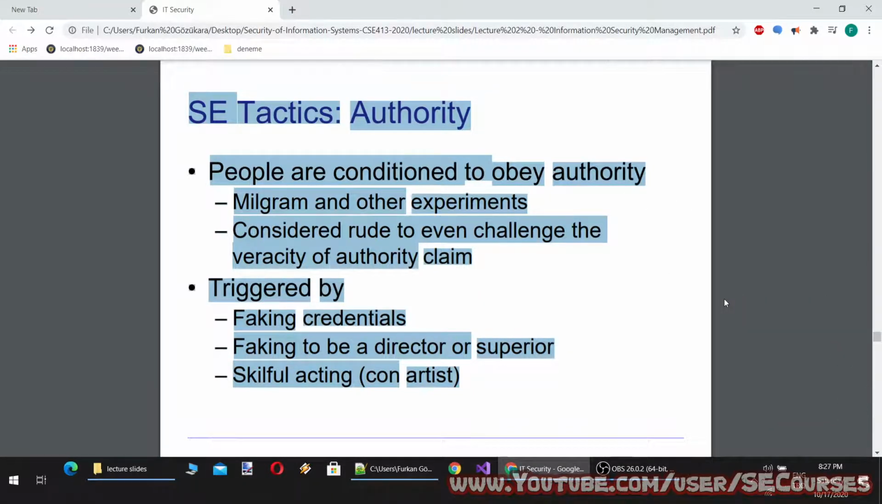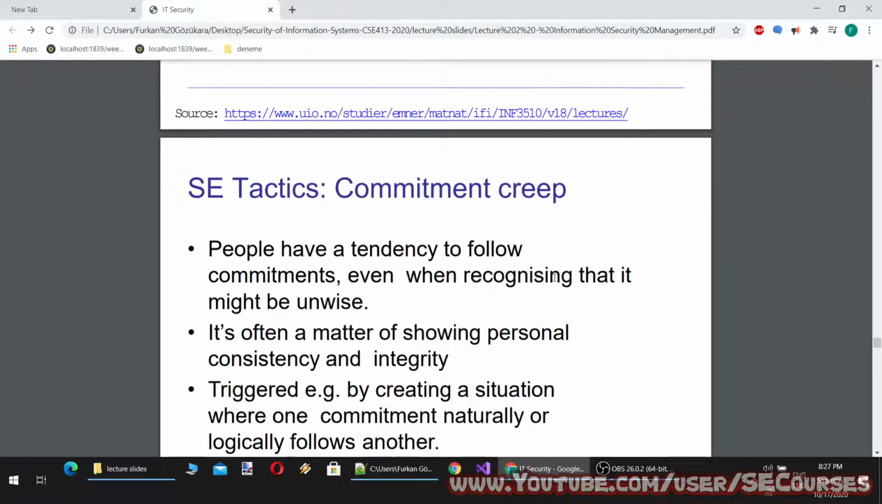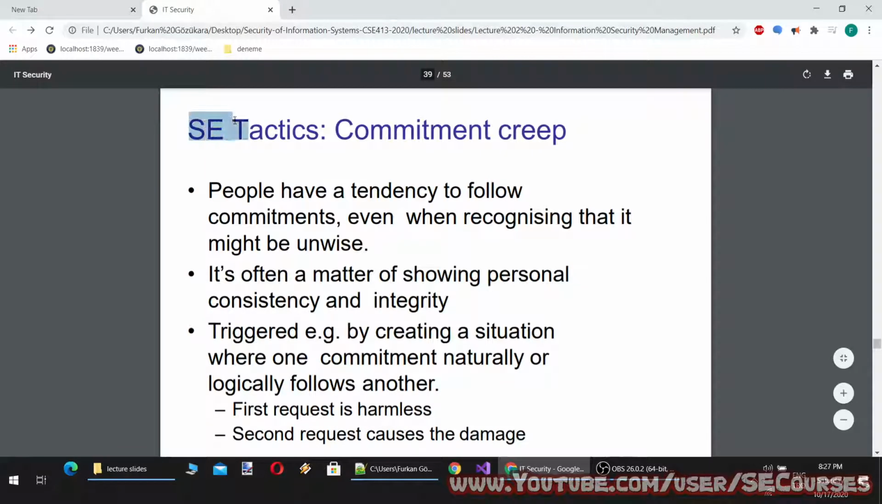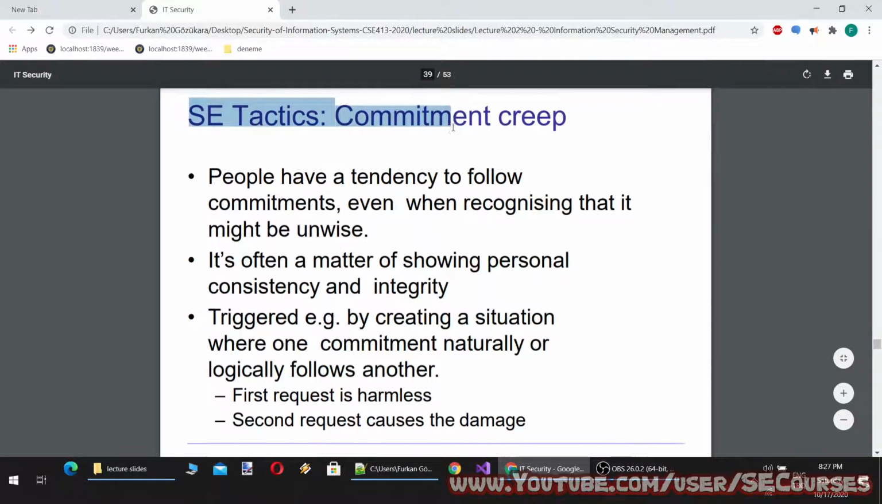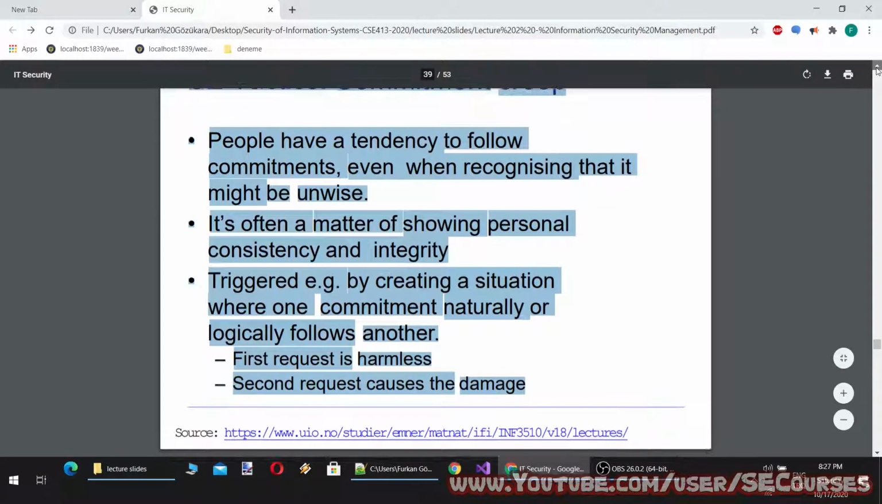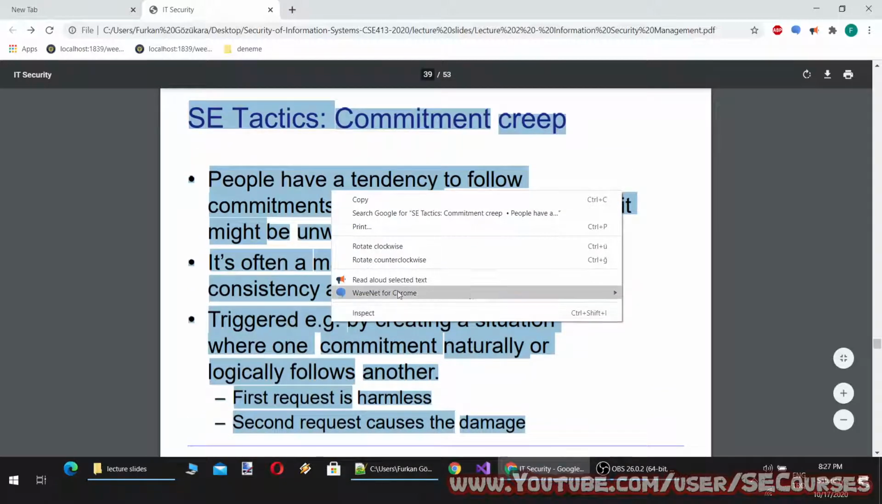SE tactics. Authority. People are conditioned to obey authority. Milgram and other experiments show it is considered rude to even challenge the veracity of an authority claim. It is triggered by faking credentials, faking to be a director or superior, skillful acting, con artistry. So these are all social engineering tactics that may be used against your company.